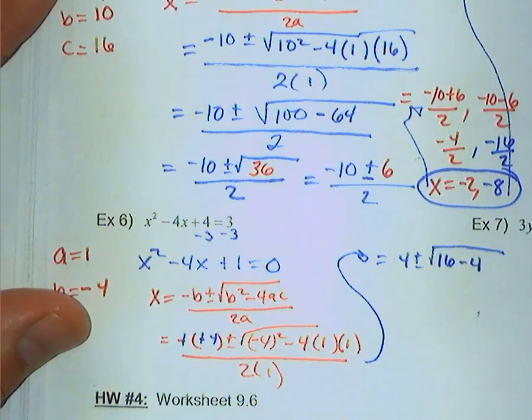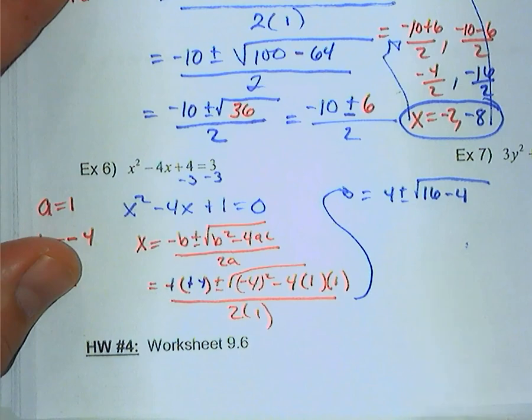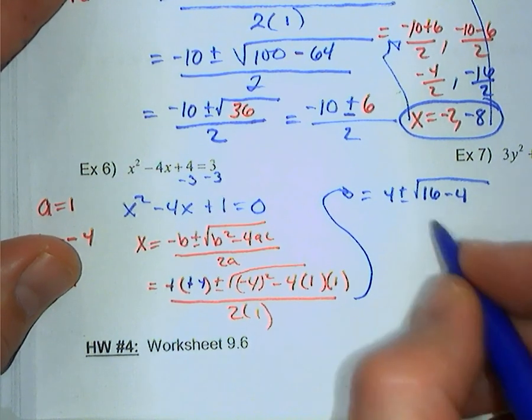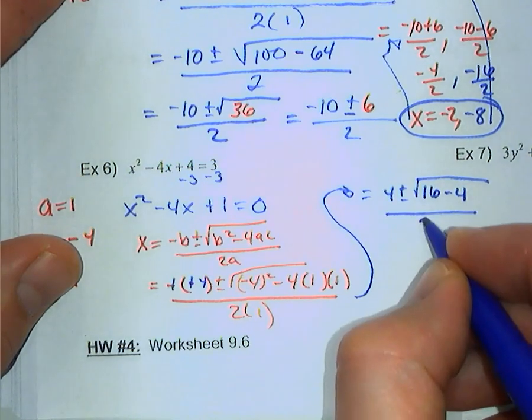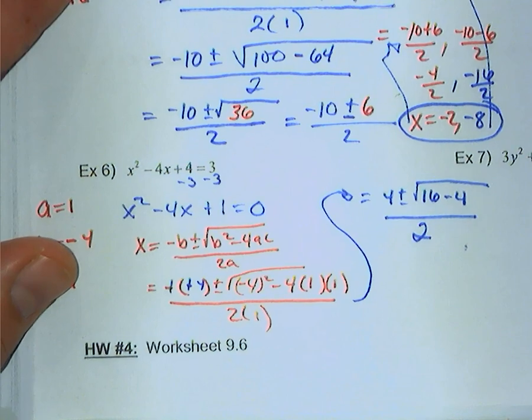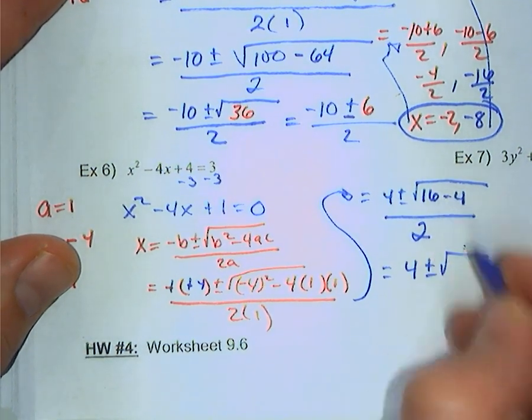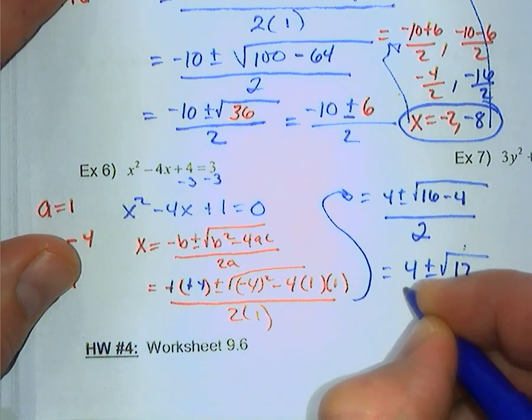Minus 4 times 1 times 1. Well, isn't negative 4 times 1 times 1 negative 4? Are you guys okay with that? Yep. And then I have over 2 times 1, which is just 2. Are you guys okay with that? All right. Is there anything else I can simplify? The 16 minus 4 we can simplify. 16 minus 4 is what, 12? Over 2.